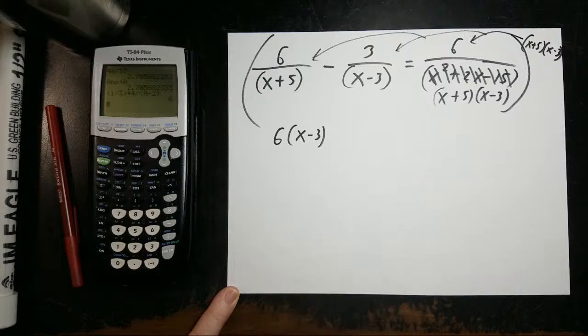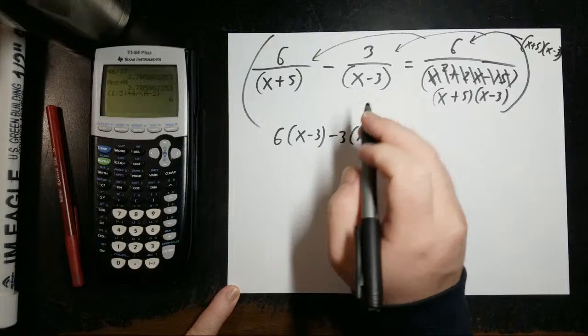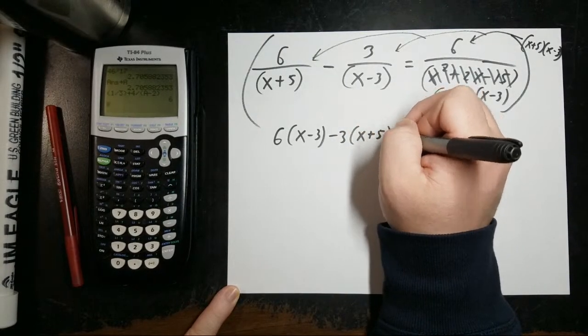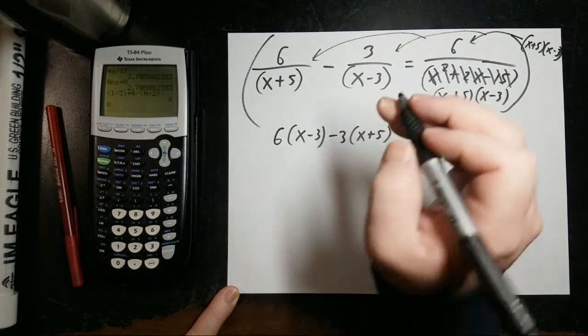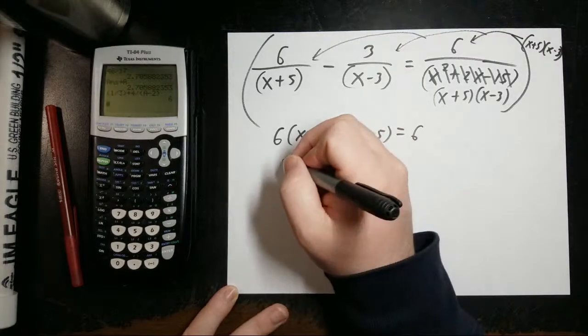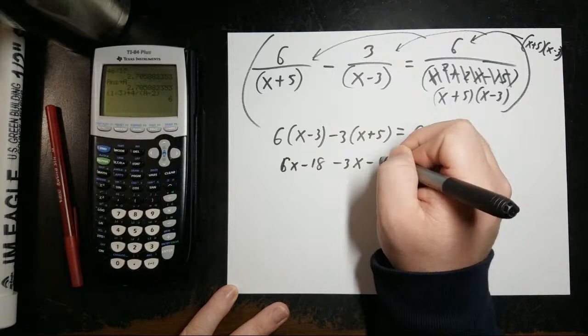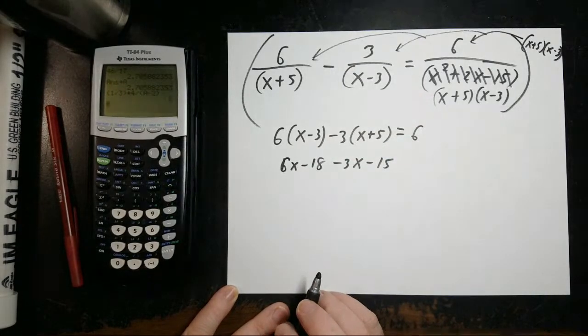In the second fraction, the x minus 3's will cancel, leaving you with, don't forget that minus sign, 3 times x plus 5. And in the third fraction, they both cancel, leaving you with the 6. I'm going to distribute. Don't forget again that that is a negative that you are distributing.